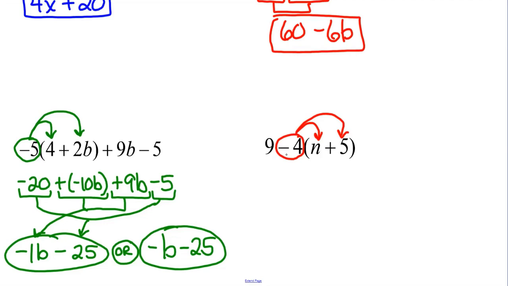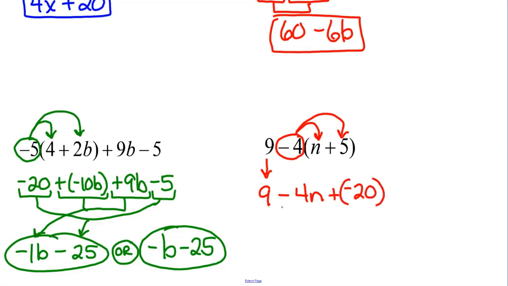If there is subtraction in front of the distributive property, we have to treat that number outside like a negative number. So this 9 is just going to get copied, and now it's like negative 4 minus n. Negative 4 minus n is negative 4n, so it's going to be minus 4n. And then negative 4 times 5 is negative 20. So that is how that is going to look after I distribute that.